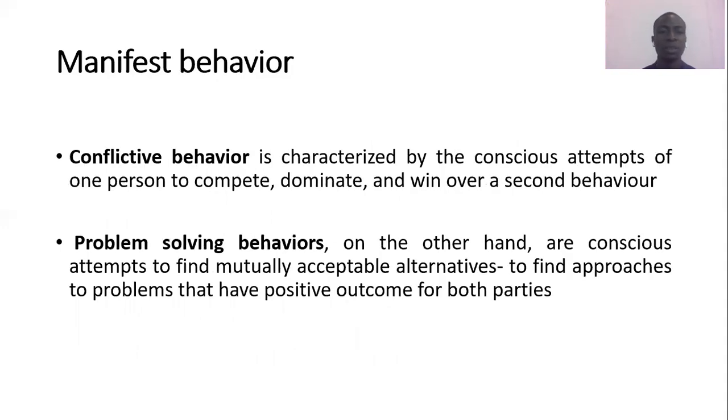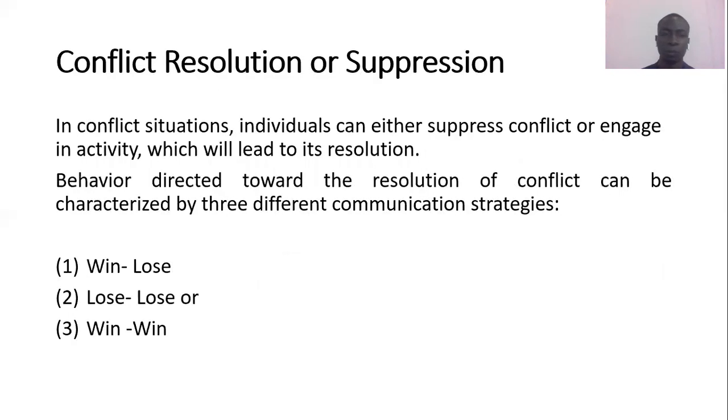Under manifest behavior, we see that conflictive behavior is characterized by a conscious attempt of one person to compete. If one person is trying to compete, dominate, or win over a second person, there will be conflict. Problem solving, on the other hand, is a conscious attempt to find mutually acceptable alternatives, approaches to problems that have positive outcomes for both parties.